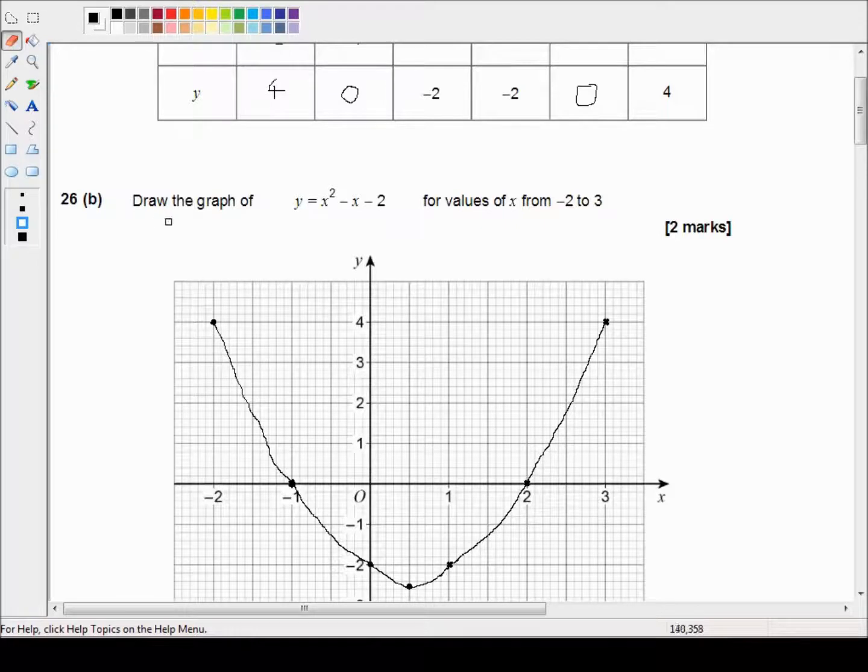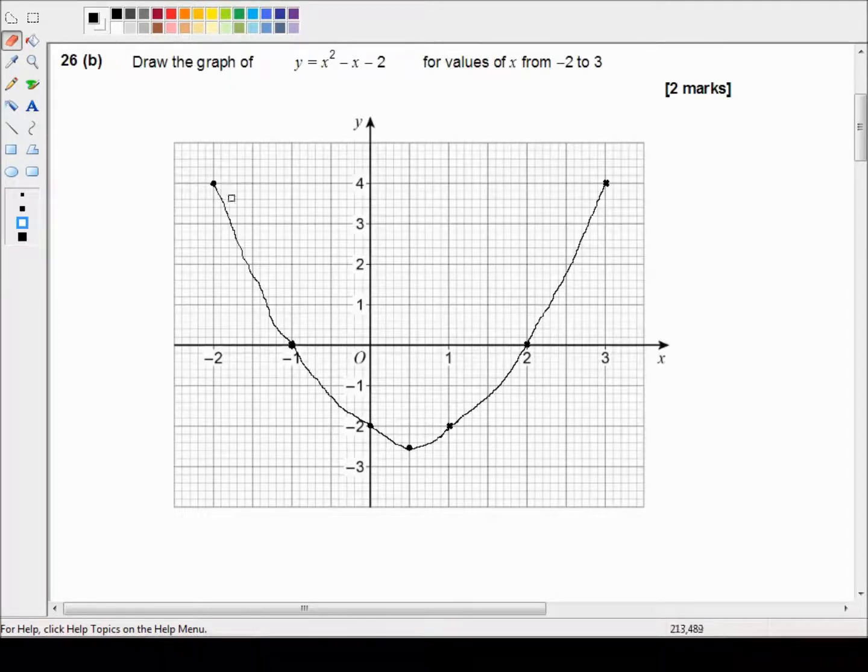Now for part B it says draw the graph of y equals x squared minus x minus 2 for values of x from negative 2 to 3. Well, this is actually really difficult to draw, even freehand with a pen. It's actually very difficult to draw a parabolic curve. So I've taken the liberty of trying to draw it ahead of time, and even with a little bit of extra time I've still had difficulty drawing a nice smooth parabolic curve on a computer.